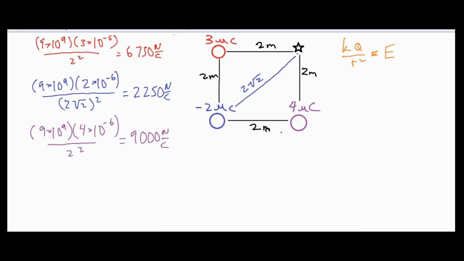Now we found our three electric fields that are coordinated with the color of the charge: red, blue, and purple. Now the part where it gets a little bit more complex is taking a look at the blue charge, because its electric field is acting on an angle. So let's take a look at the red and purple one first. The red one is a positive charge, so the electric field is pointing away from it, which means it's going to be pointing to the right.